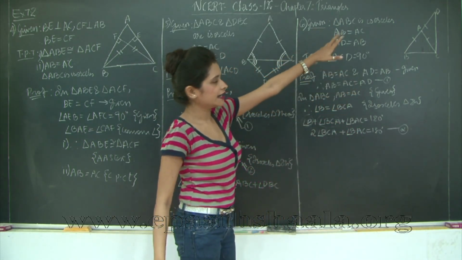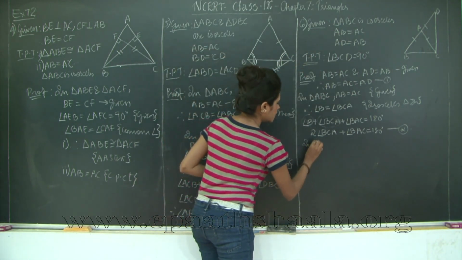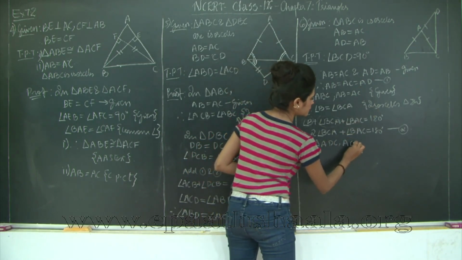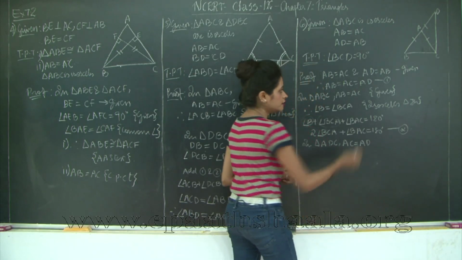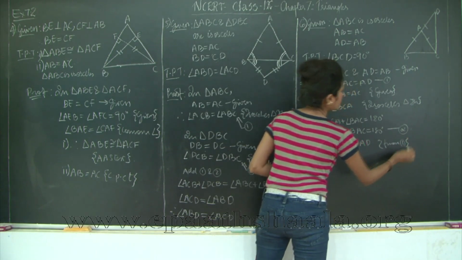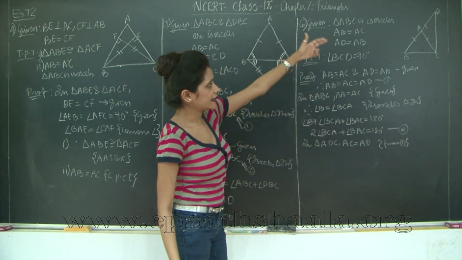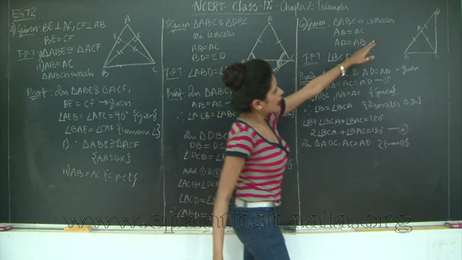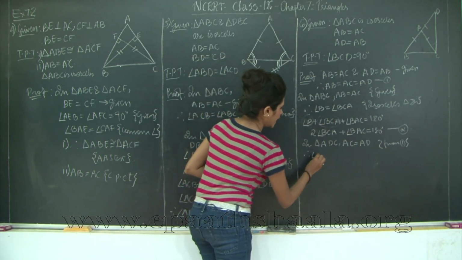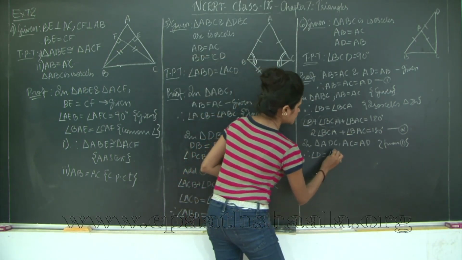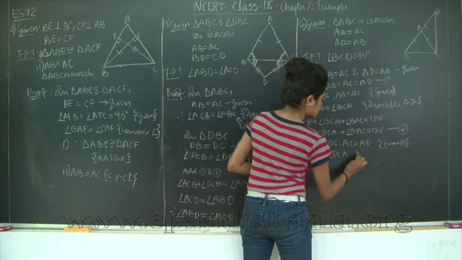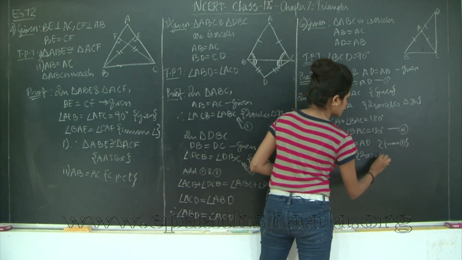Now take triangle ADC. So in triangle ADC, what do I have? AC is equal to AD, from 1. Therefore, which angles are congruent? Angle D is equal to angle DCA, because of the isosceles triangle theorem.